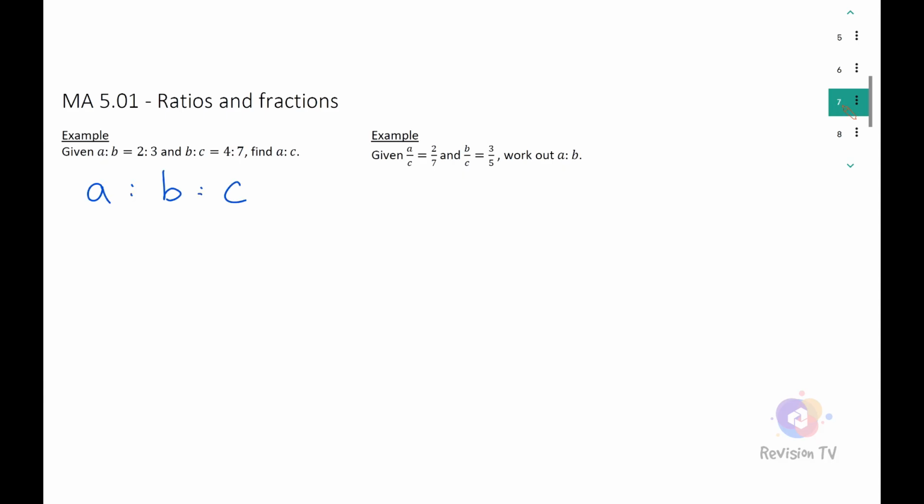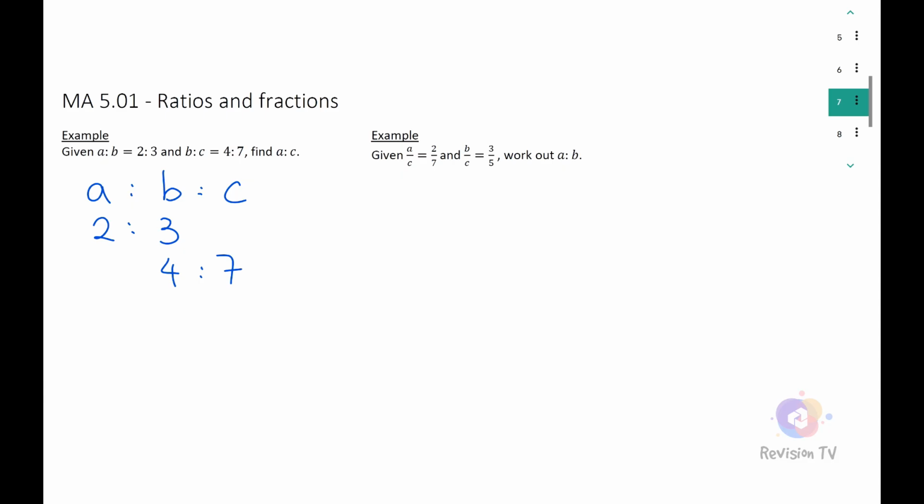Now, A to B is 2 to 3, so I put 2 to 3. Now, 4 to 7, I cannot put it here. The reason is because there's a 3 in the middle and B already, so we can't put a 4. So we have to put it underneath, 4 to 7. Now, think of it like a bridge. 2 to 3, 4 to 7. You can't cross a bridge from A to C because these numbers are not matching. So you need to make them match first.